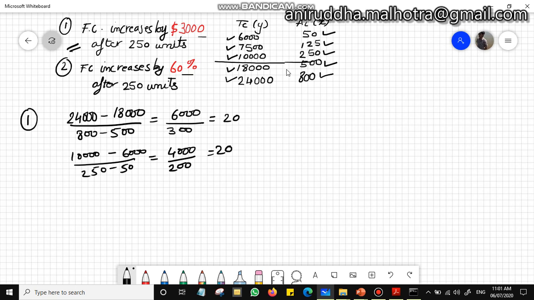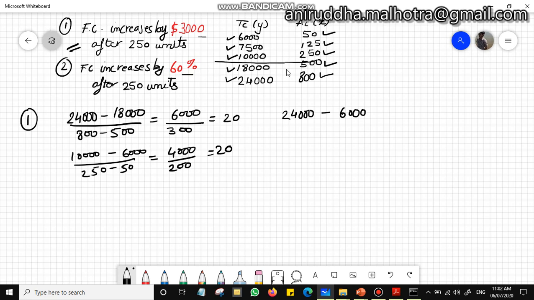The other method of solving this is, if you don't want to split the activity levels, you can still use the same formula, but your formula will change slightly. In this case, we will not split it, but what we'll do is consider the cost at the highest activity level, that is 24,000, minus the cost at the lowest activity level, that is 50. We'll consider 6,000.